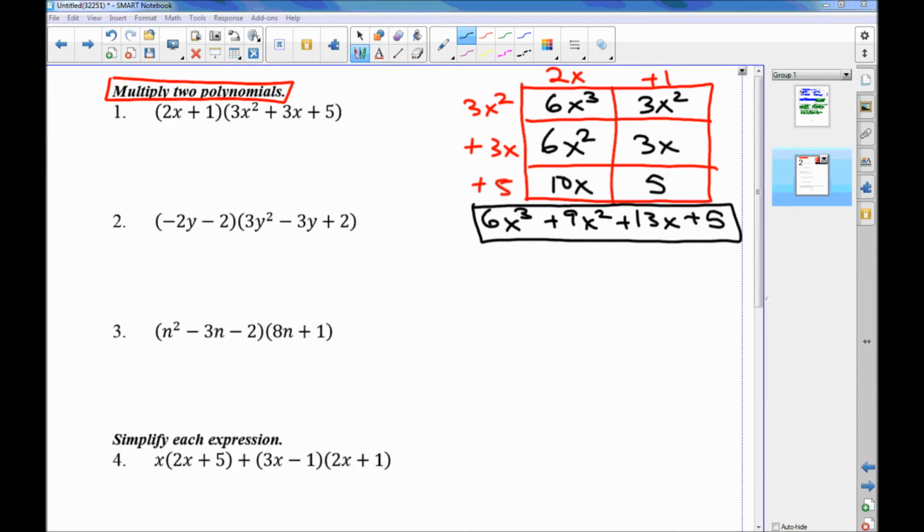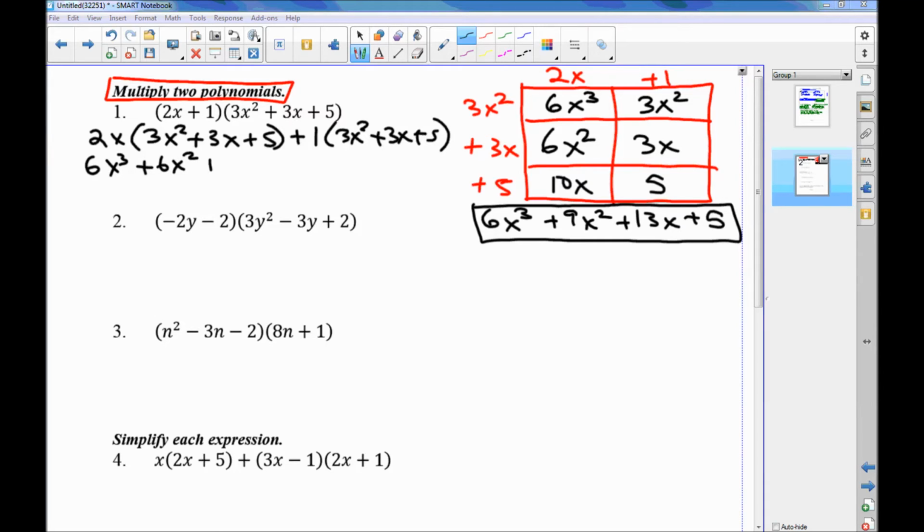All right, so algebraically, we would show the same work. If you look in the book, it's going to say we break this into the first term of the first polynomial, distribute it to all of the terms in the second polynomial, and then the second term in the first polynomial, distribute it to all the terms in the second polynomial. Please get both methods onto your notes today, because we need to be able to do both. So we have 6x cubed plus 6x squared plus 10x.